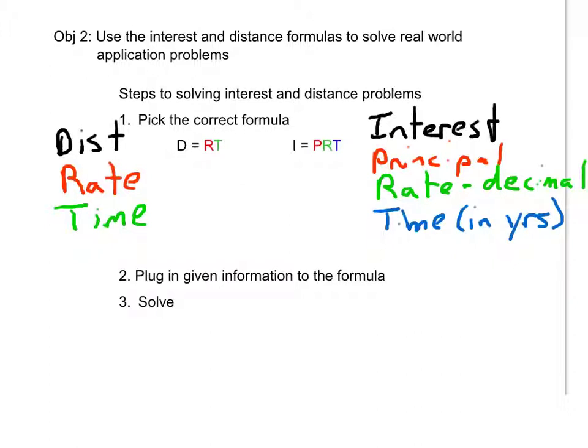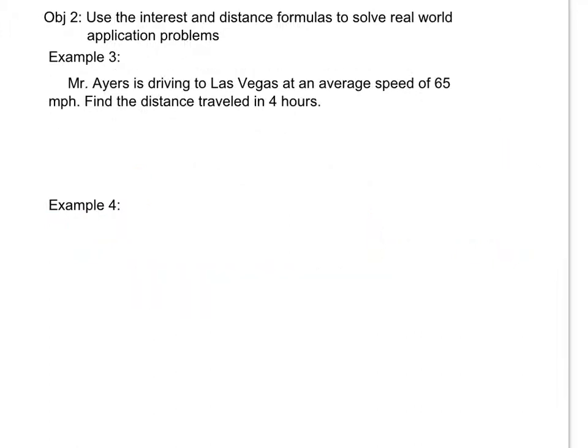Alright, now let's go, got 2 examples for you. Okay, so here's our examples here. Example number 3 says Mr. Ayers is driving to Las Vegas at an average speed of 65 miles per hour. Okay, I have a grandma and grandpa who live in Las Vegas, so I'm going to visit them. I'm driving 65 miles an hour on average. It says to find the distance traveled in 4 hours.